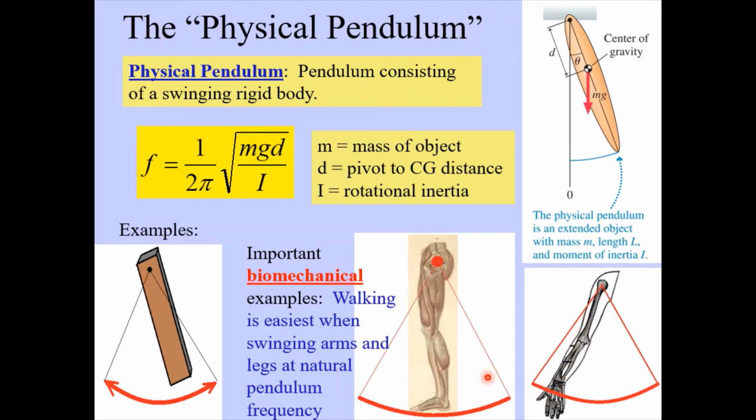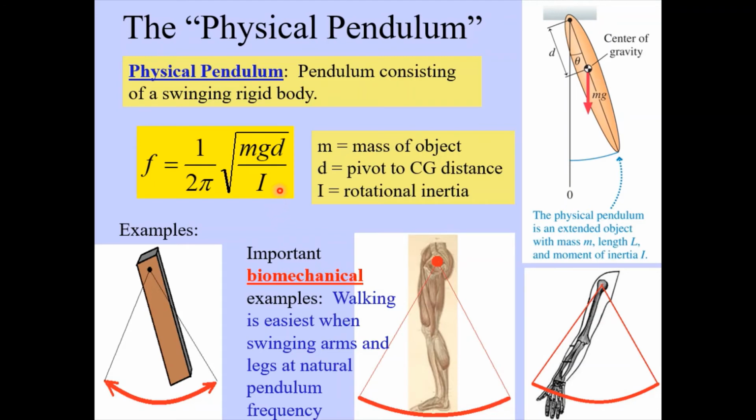So your legs and your arms act as physical pendulums, and our natural walking speed matches basically the frequency of the physical pendulum, because this makes it easier to walk when our arms and legs are swinging at their natural speeds. And this is a formula up here for the frequency of the physical pendulum. It's a little bit different than the regular pendulum.